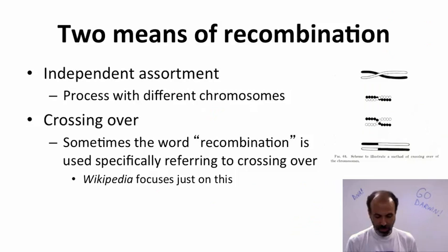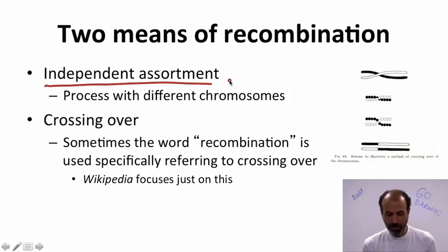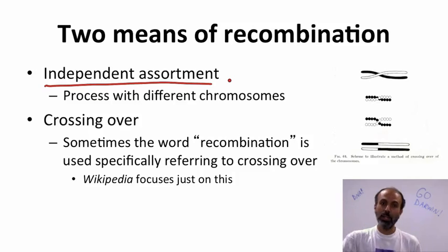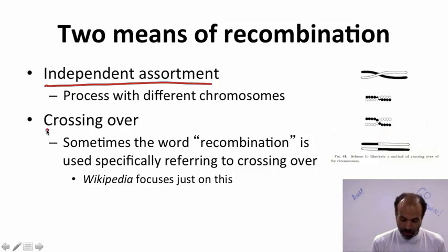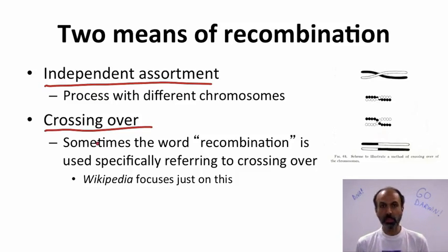Now, there's two means of recombination. One of them is independent assortment, which we've talked about, and this is typically what happens when you have different chromosomes, right? That you're just as likely to pass on one copy of the chromosome as another copy of the chromosome based on Mendel's laws. Now, the other possibility is crossing over. Now, again, sometimes the word recombination is synonymized to this. Sometimes people, when they say recombination, are referring specifically to crossing over.